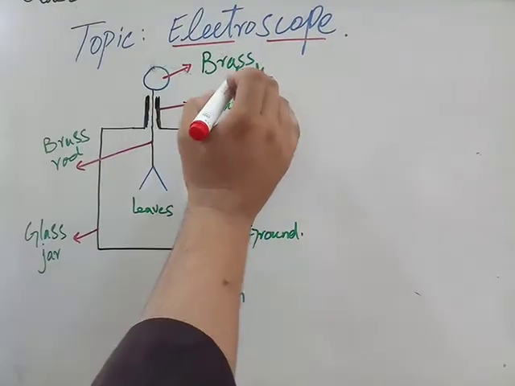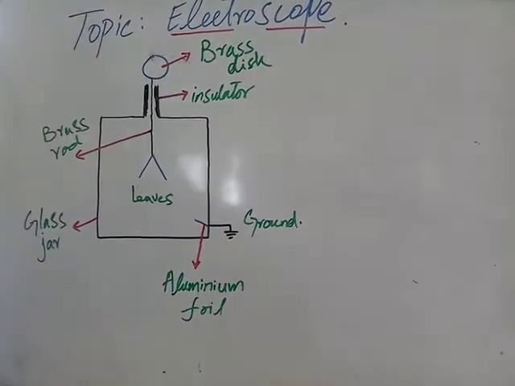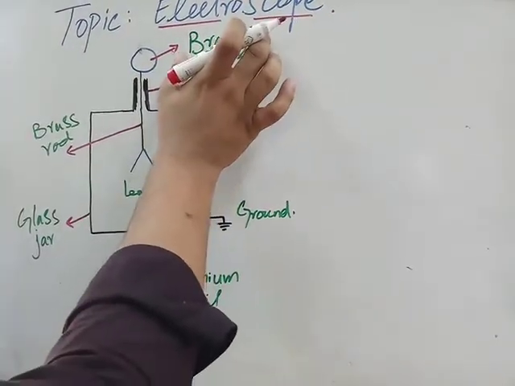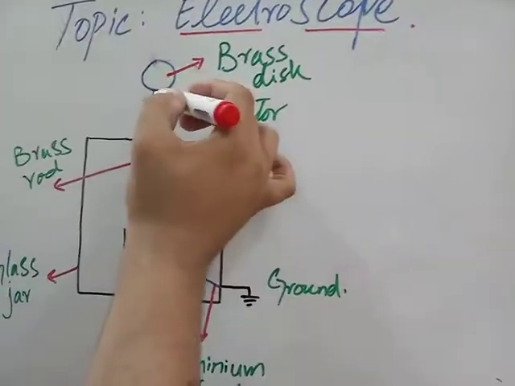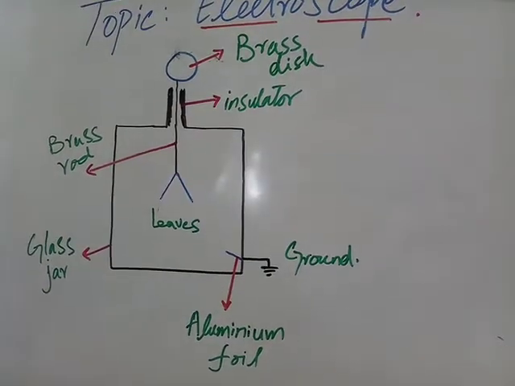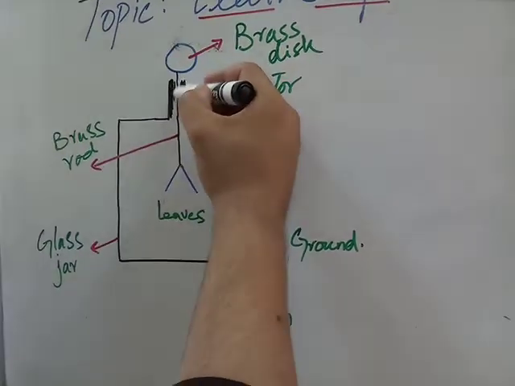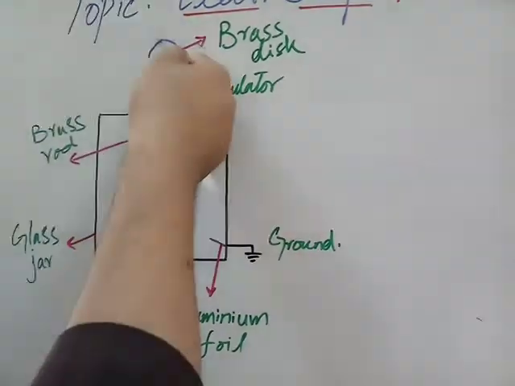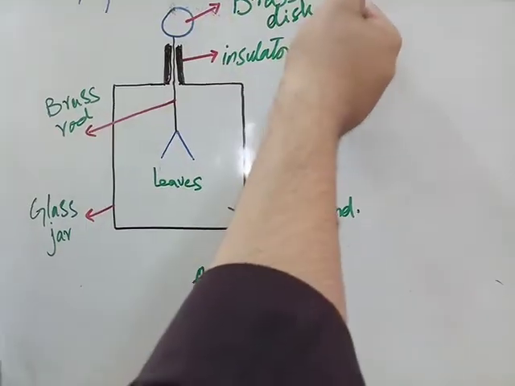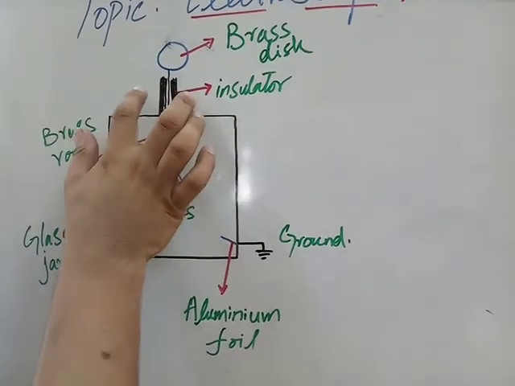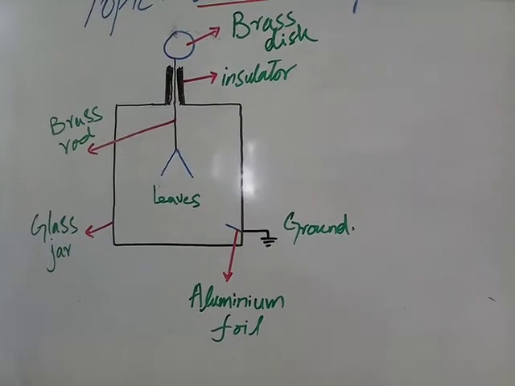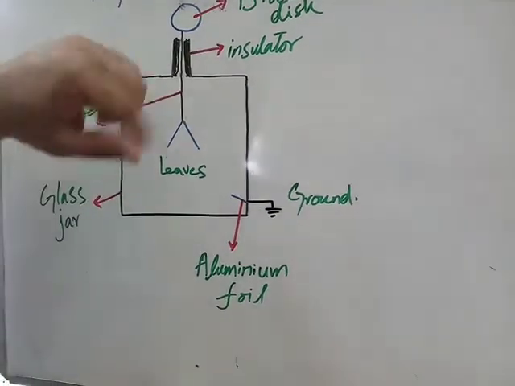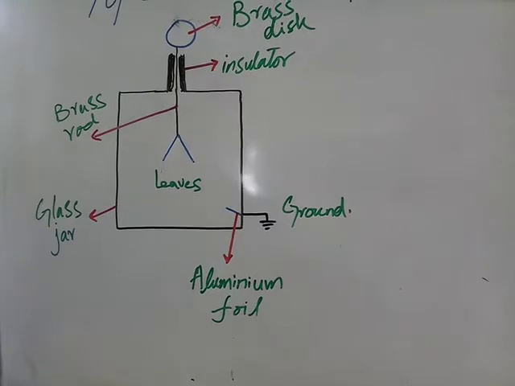It consists of a brass rod with a brass disc. The brass rod is connected with the brass disc and is placed through an insulator, so no charges flow outside the jar. At the top of the jar we place the insulator. These two are gold leaves, and this is a gold leaf electroscope used for detecting charges.